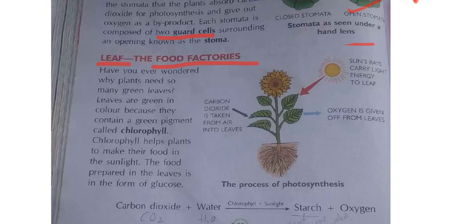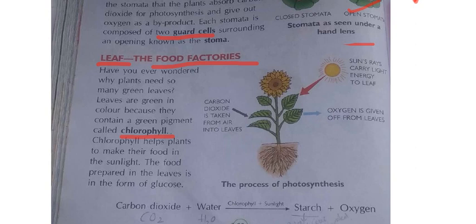Next point. Leaves are green in color because they contain a green pigment called chlorophyll. This point is very important. Chlorophyll means all the green leaves have it. Each and every leaf will have the pigment called chlorophyll. Pigment means a substance that is green in color. They have given it one name, that is chlorophyll. For every plant, green leaves will be there, and those green leaves will have a pigment called chlorophyll.